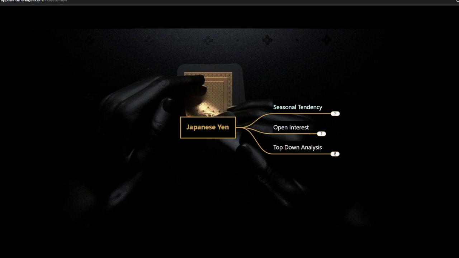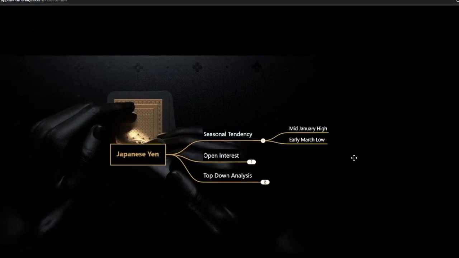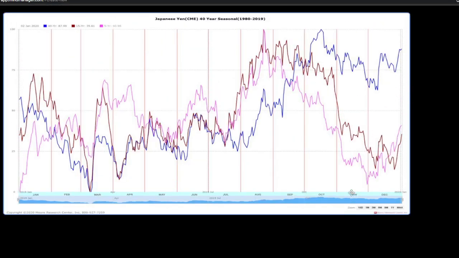And for the Japanese yen itself, we have a tendency to make a mid-January high and early March low. Now, these aren't long-term highs, they're very short-term, as you will see in the following chart. Zoom this out.